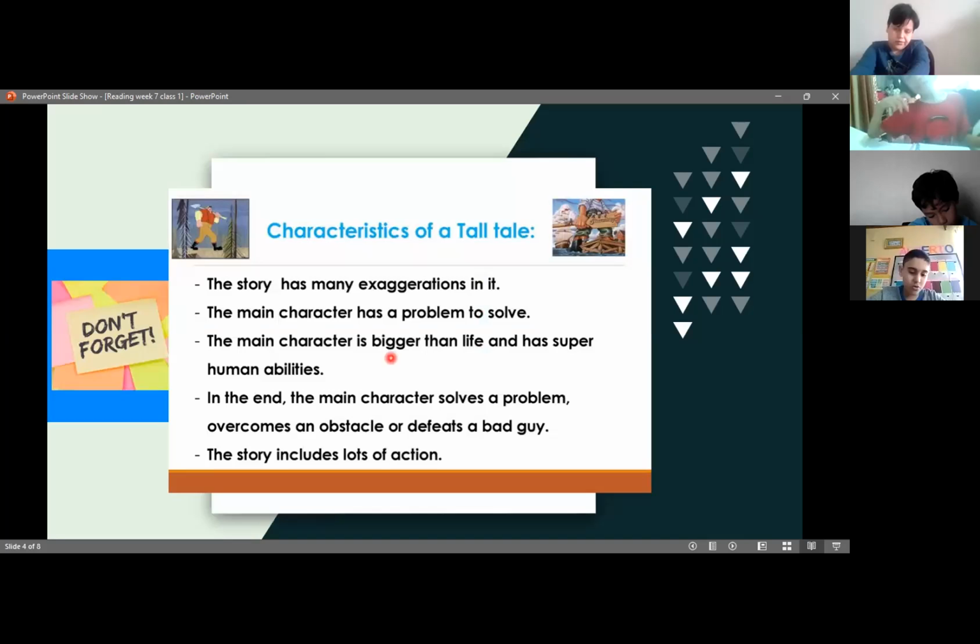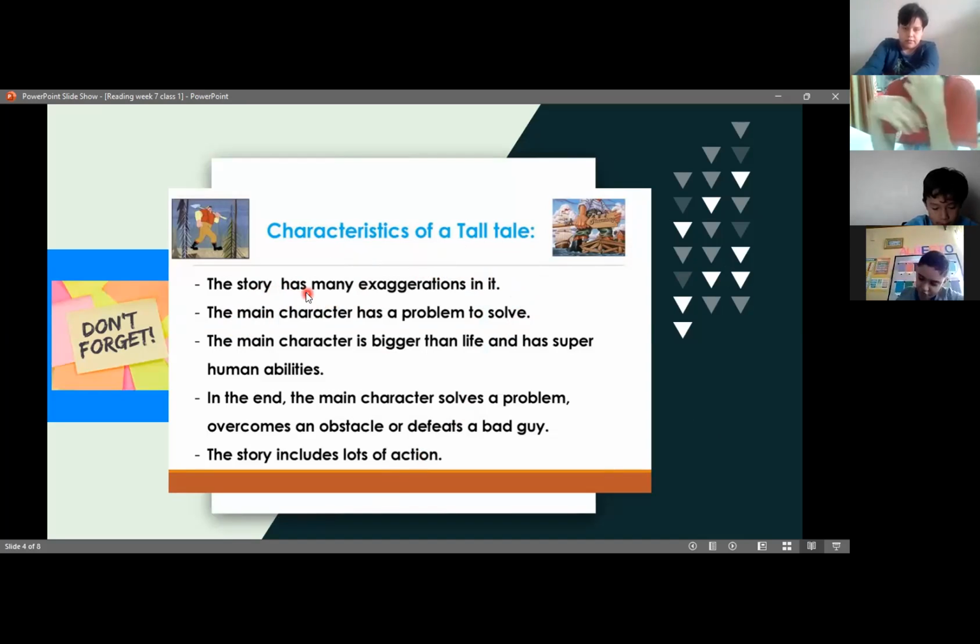There are some characteristics of a tall tale. So let's see, Santiago Chavez. Help me to read this slide, Santiago Chavez. Santiago, read characteristics of a tall tale, please.